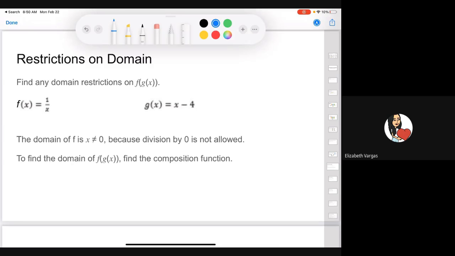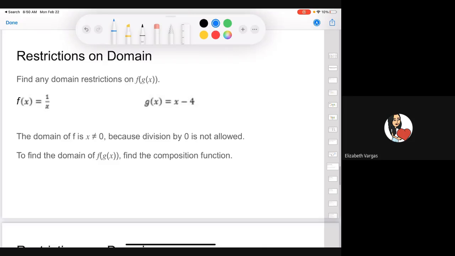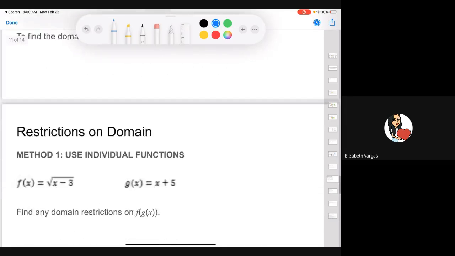And basically what those domain restrictions do is they tell us, if we were to graph this function, what is the bounds that the domain, or the x values, can exist in. And so what we're going to do is we're going to look at how to find these domain restrictions whenever it comes to a composite function. So let's go ahead and get into this.